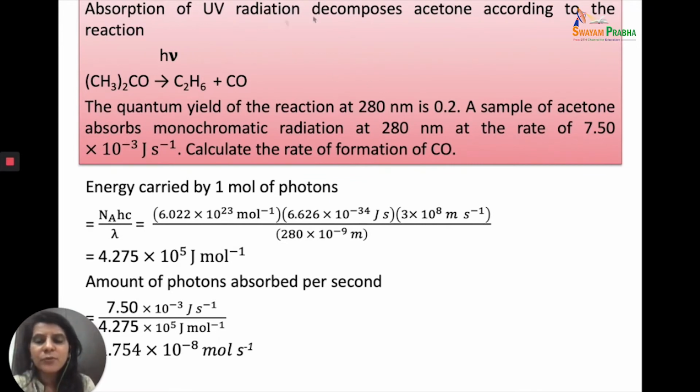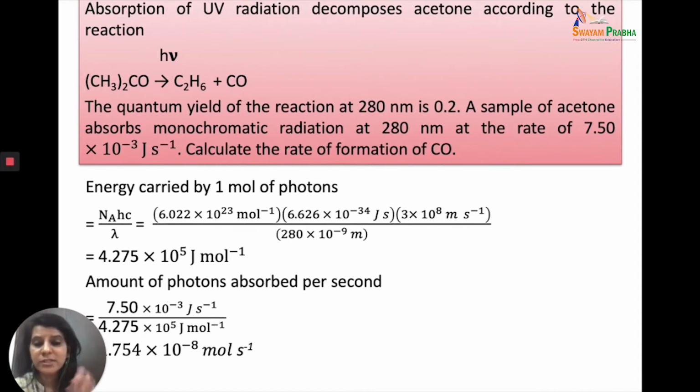The absorption of UV radiation decomposes acetone according to this reaction. So you have acetone which absorbs light and gets decomposed to give you ethane and CO. The quantum yield of the reaction is 0.2 at 280 nanometer. A sample of acetone absorbs monochromatic radiation at 280 nanometer at the rate of 7.5 into 10 to the power minus 3 joules per second. Calculate the rate of formation of carbon monoxide.